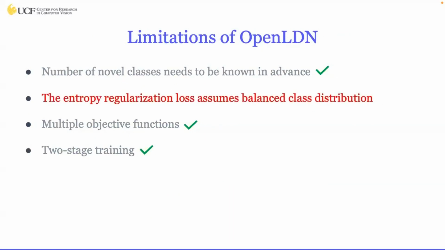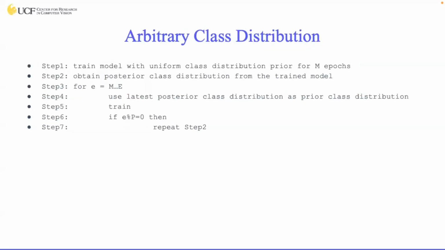Now let's focus on the case where the method can only work on uniform data distribution. To address this, we extend our method so that it can take advantage of arbitrary class distribution. So basically, we train the model assuming that the underlying data distribution is uniform. After that, we obtain the posterior class distribution from the trained model after the warm-up epoch. So basically, we are trying to bootstrap the model's prediction to train it further. Then till the end of the training, we use the latest posterior class distribution as our prior class distribution, and we continue training. After every p epochs, we repeat step 2. That means we update our prior.